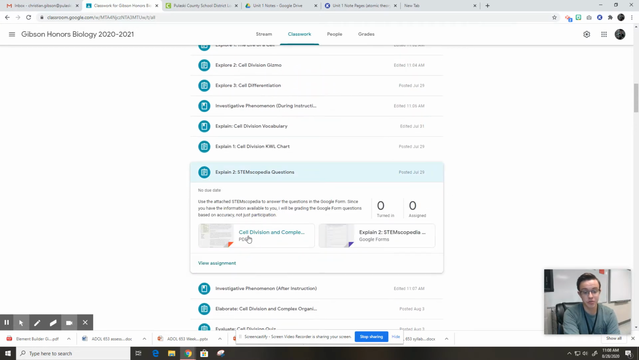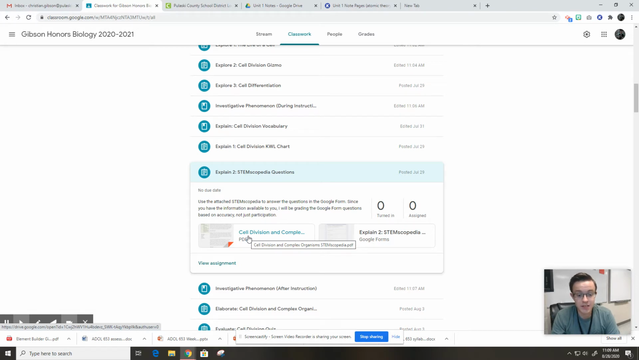Now today what you're going to do is you're going to use the Stemscopedia once again. Think of that as almost like our textbook. Okay, that's where all of our really good information is, explaining everything in detail. And to make sure that everyone is good to go for your quiz, which is coming up soon, you have some questions built into this to test your knowledge.